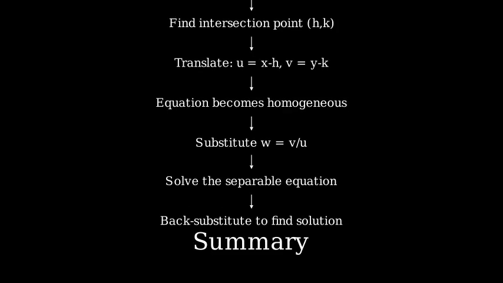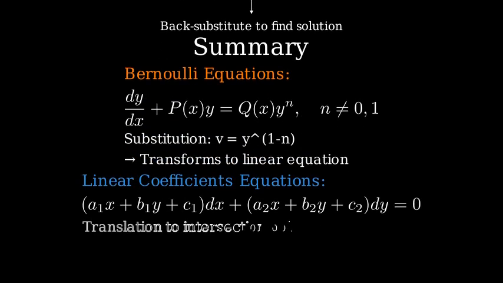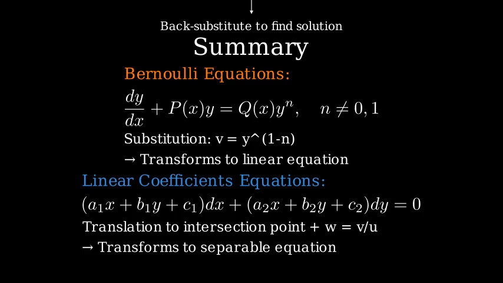Let's summarize what we've learned today. For Bernoulli equations of the form dy/dx plus p(x) times y equals q(x) times y to the power n, we use the substitution v equals y to the power 1 minus n to transform it into a linear equation. For differential equations with linear coefficients, (a1x plus b1y plus c1) dx plus (a2x plus b2y plus c2) dy equals 0, we translate to the intersection point of the two lines, resulting in a homogeneous equation that can be solved using the substitution w equals v over u.